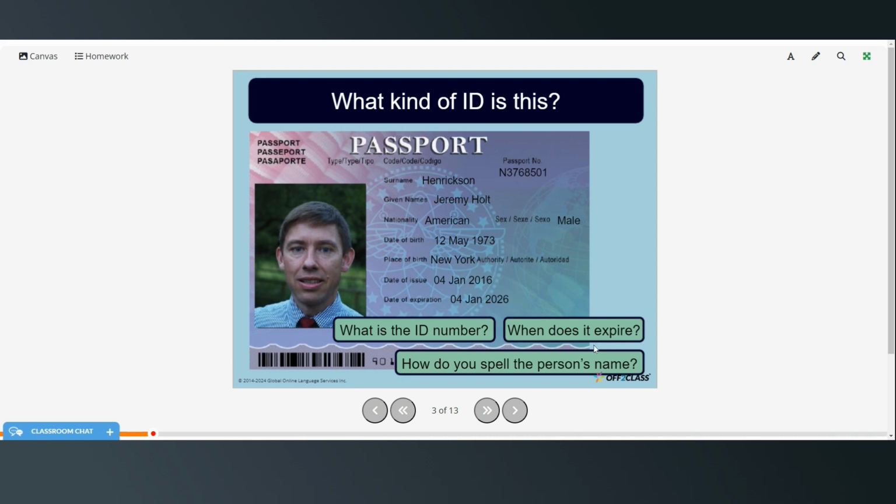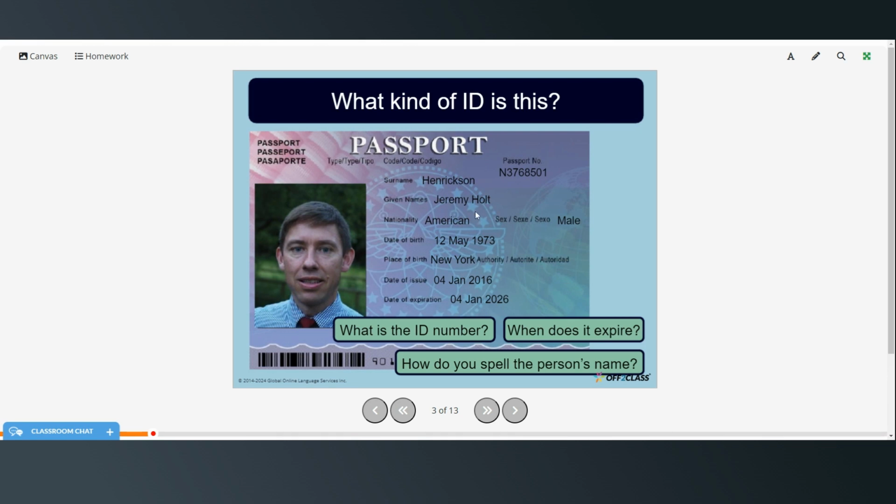And when does it expire? Well, that would be found here. The date of expiration would be January 4th, 2026. And how do you spell the person's name? Well, his last name is Henriksen, so we would spell that Henrickson. First name Jeremy, and middle name Holt.